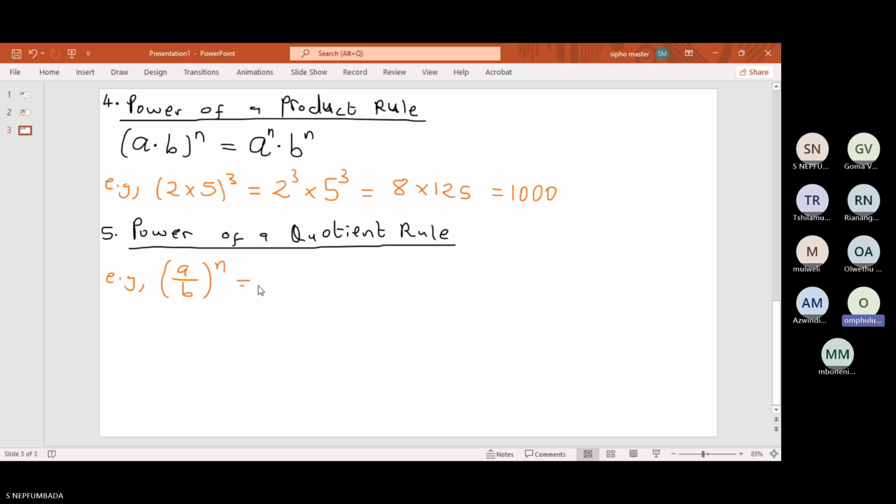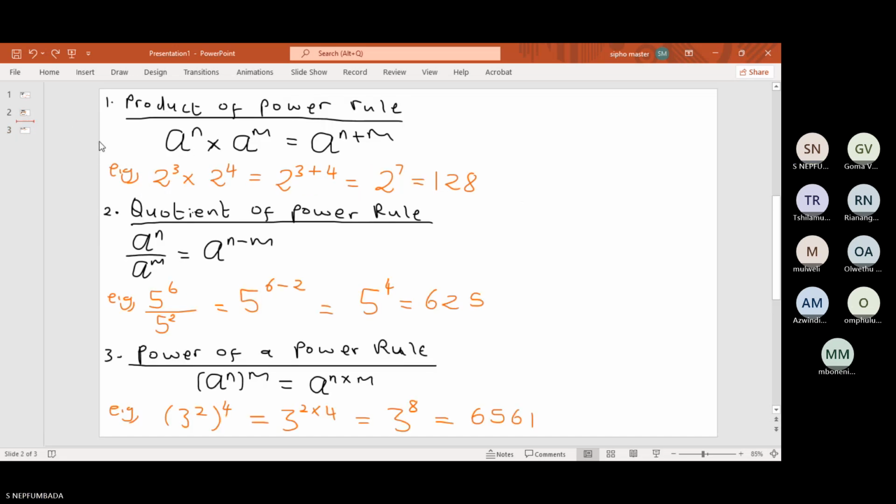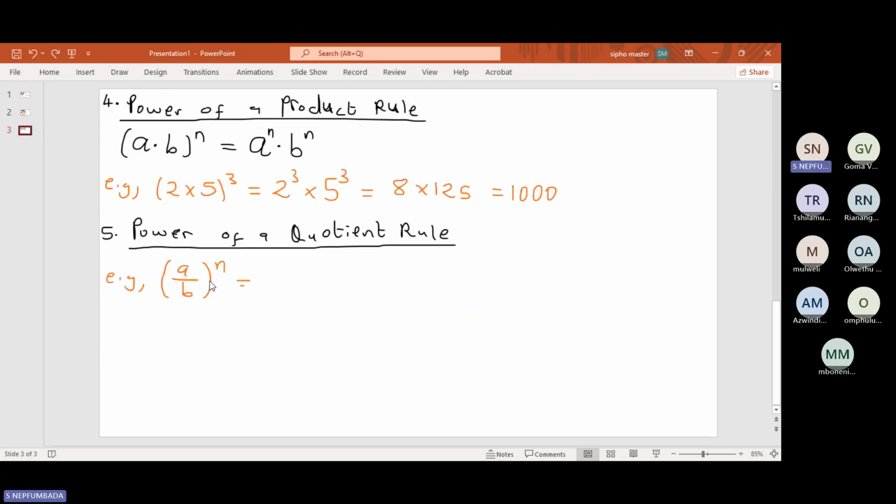AB to the power of n. Can you try again? Not sure. Hey, trying is the best. We're here to try. This is nothing but equal to what? It's nice to try.